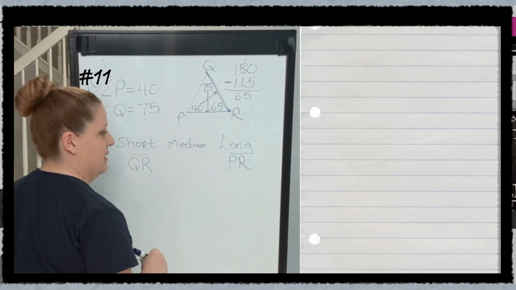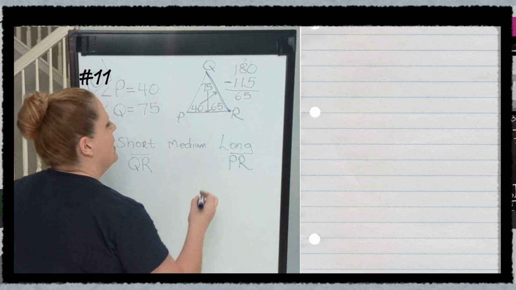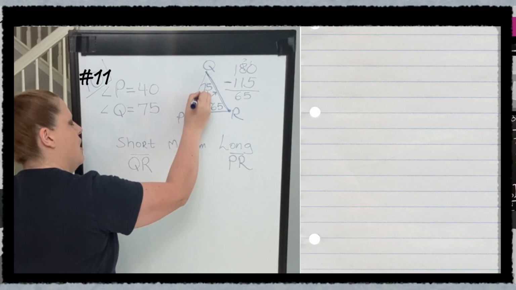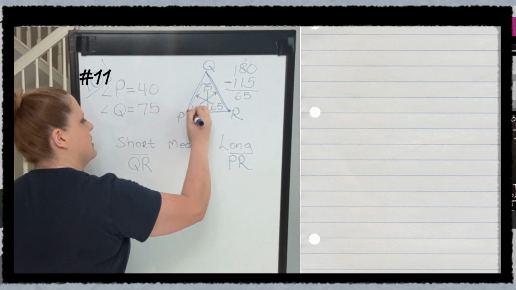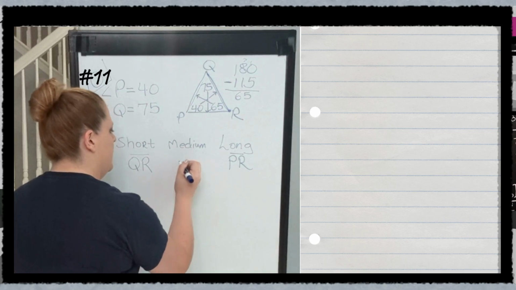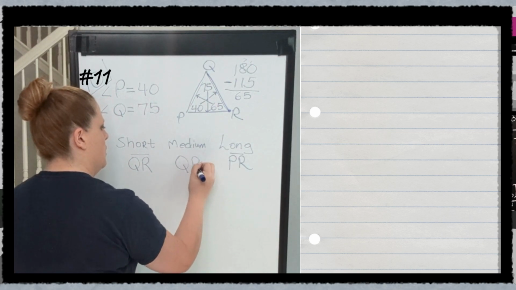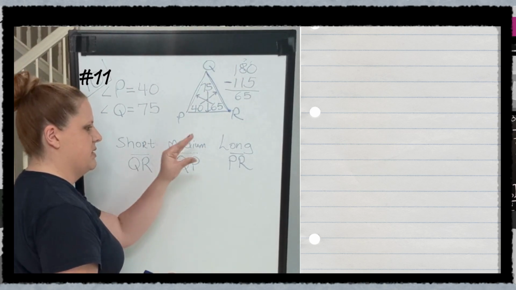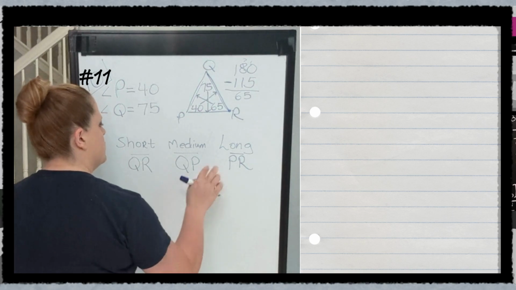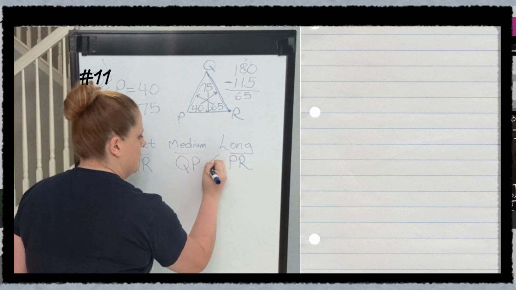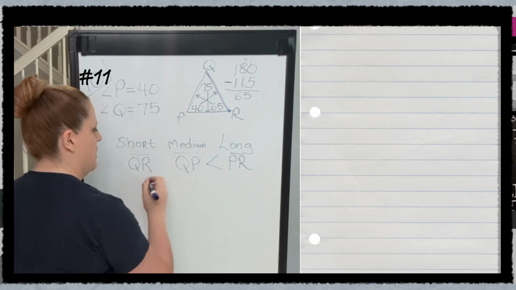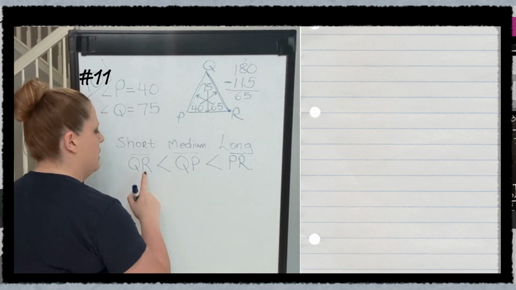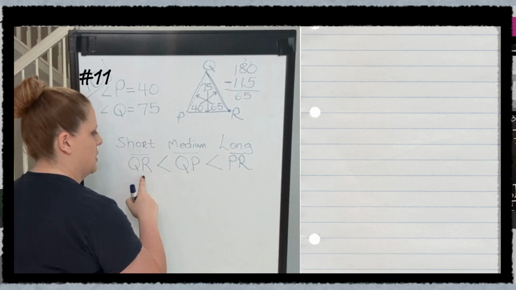And then last but not least is the one in the middle. 65 is between those numbers. We go all the way across, and it's corresponding to QP. QP. Remember, the alligator eats the bigger number. So the alligator wants to eat PR. The alligator wants to eat QP. The alligator's not even looking at QR because it's the shortest.